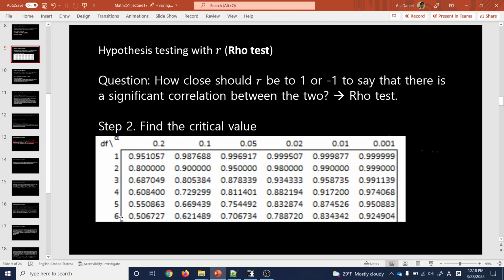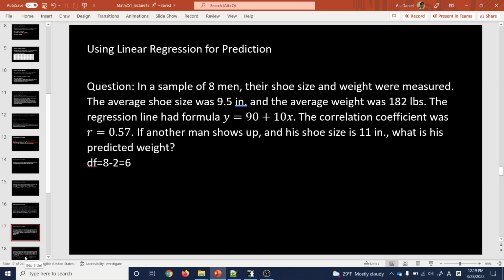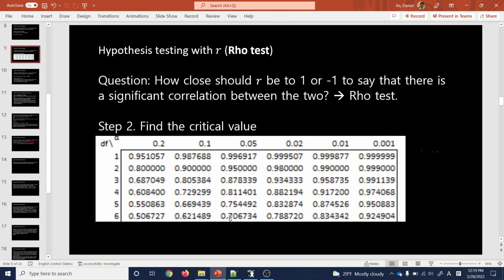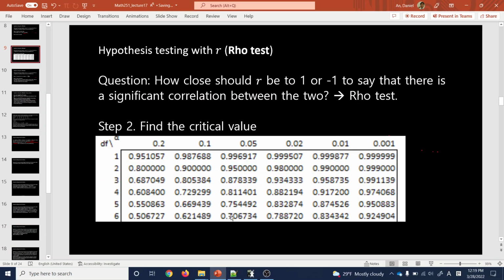And then you go to the table, you go to 6, and, I think I forgot, sorry. I forgot to state the significance level. So use 0.05 significance level. I forgot to add that to the note as well, so please put that somewhere. So if we have degrees of freedom 6 and alpha as 0.05, let's go to 6 and 0.05 is 0.7067. So we know that the critical r is 0.7067.